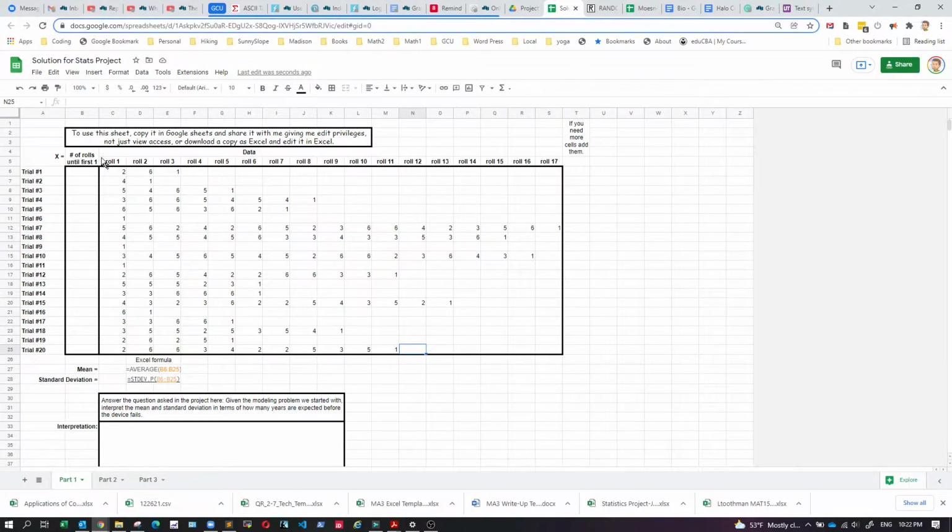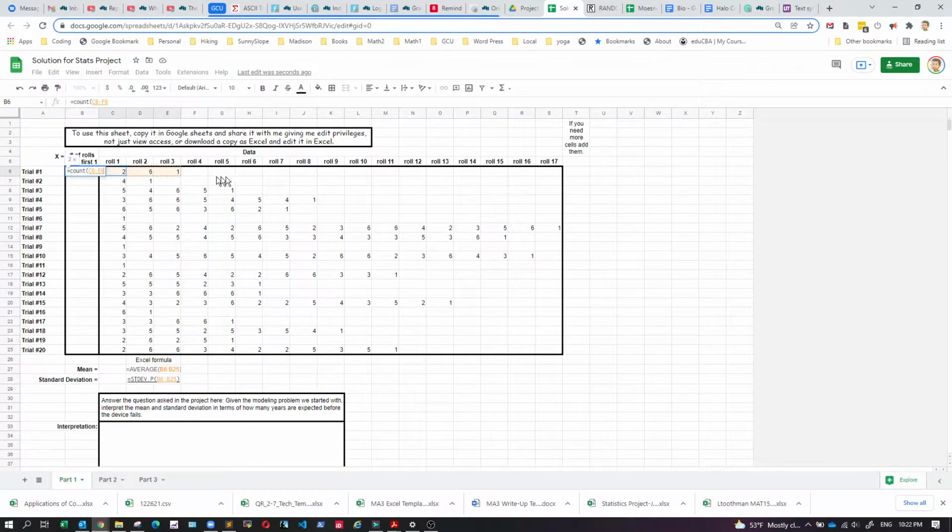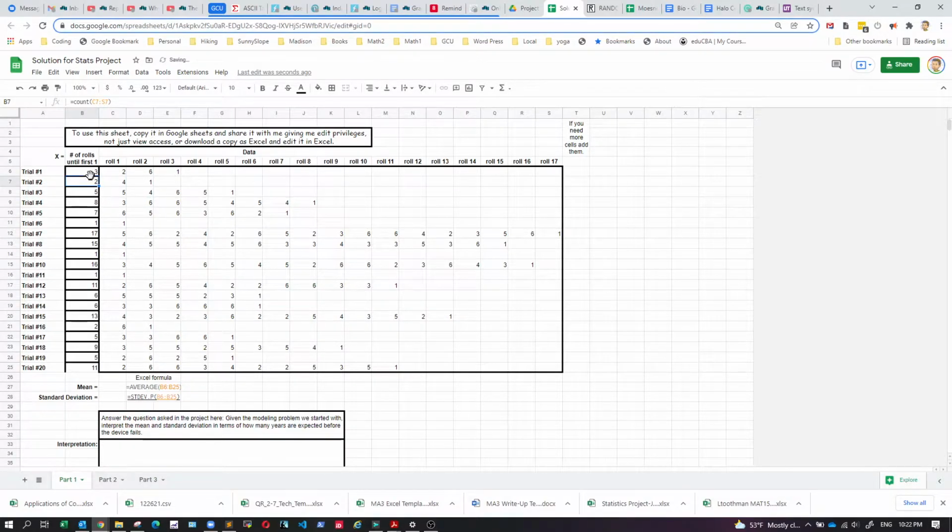And then what we actually are interested in is the number of rolls till the first one. So now I want to count all these things, right? So I'll just do equals count. By the way, this is one place where you should let Excel do the work for you. So I can do that, and then it'll actually fill out all the rest of these for me. So I can just check and it'll fill all those out.